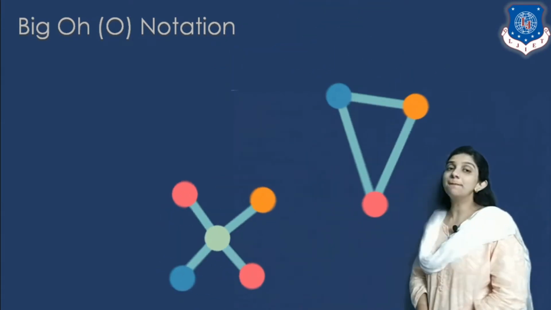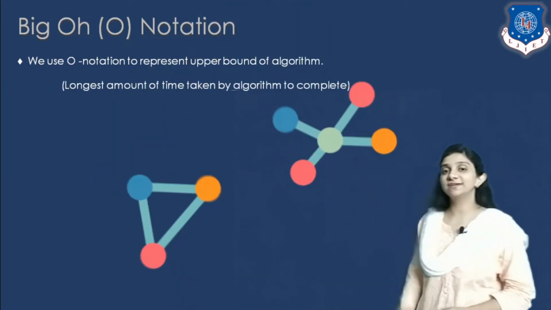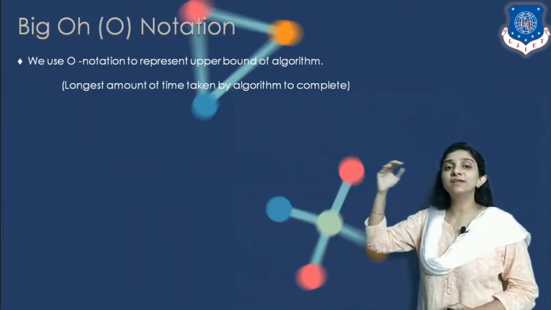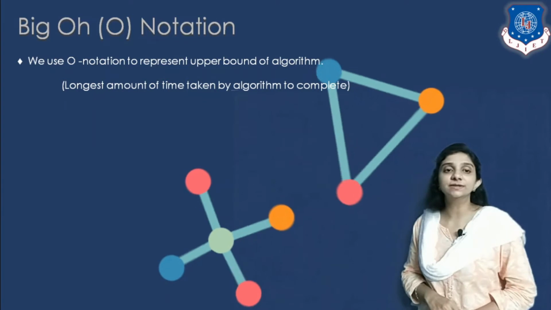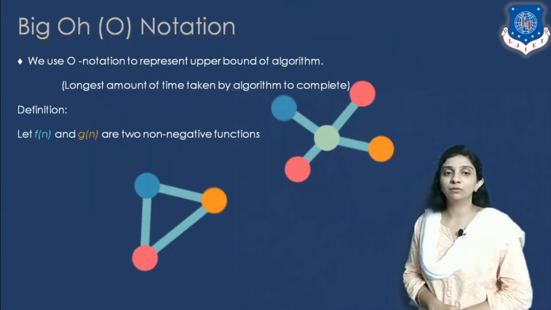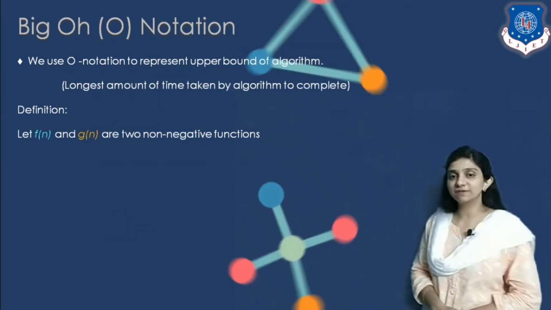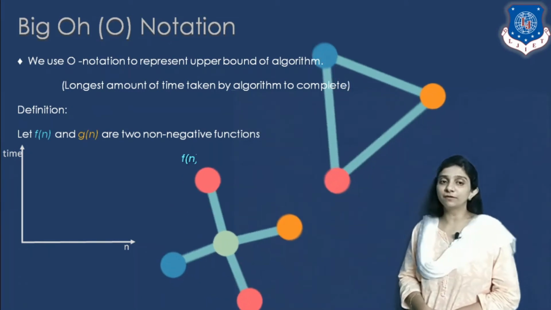Now we will see big O notation. Big O notation is used to represent the upper bound of an algorithm. It is the longest amount of time an algorithm takes to complete. Now, what is the mathematical representation of big O? Let f of n and g of n be two non-negative functions. Again, those functions are the same, that's why we represent them in the first quadrant.